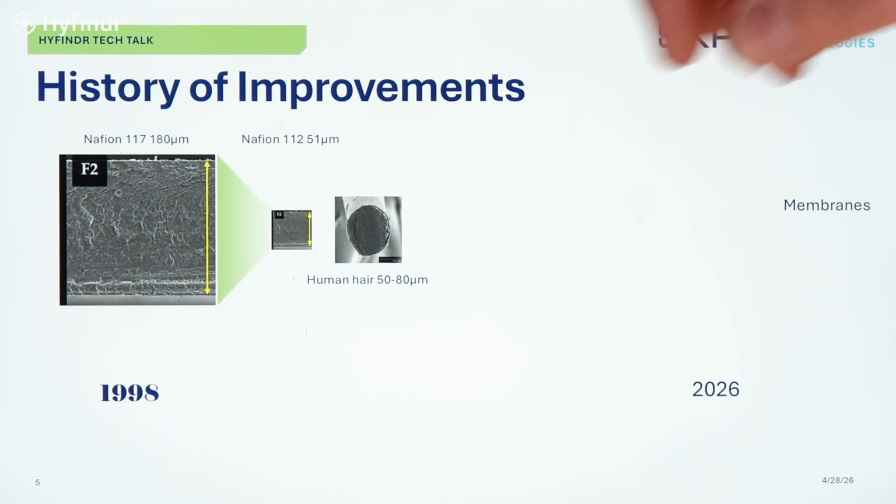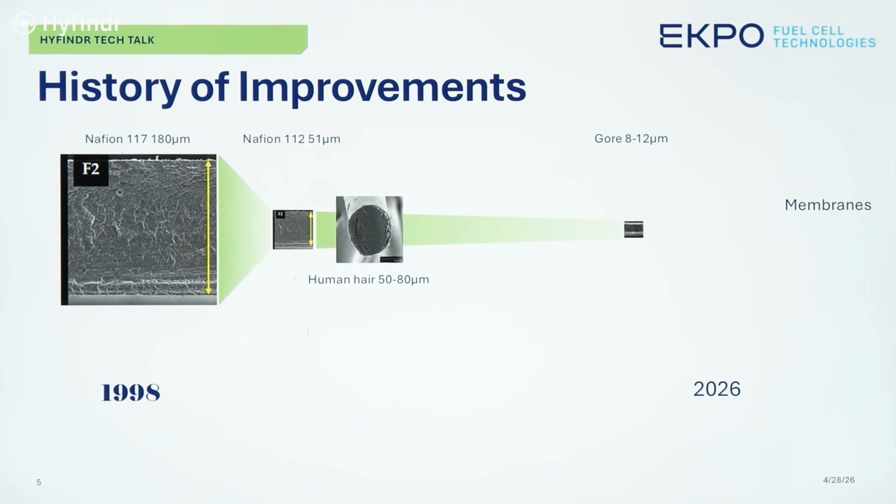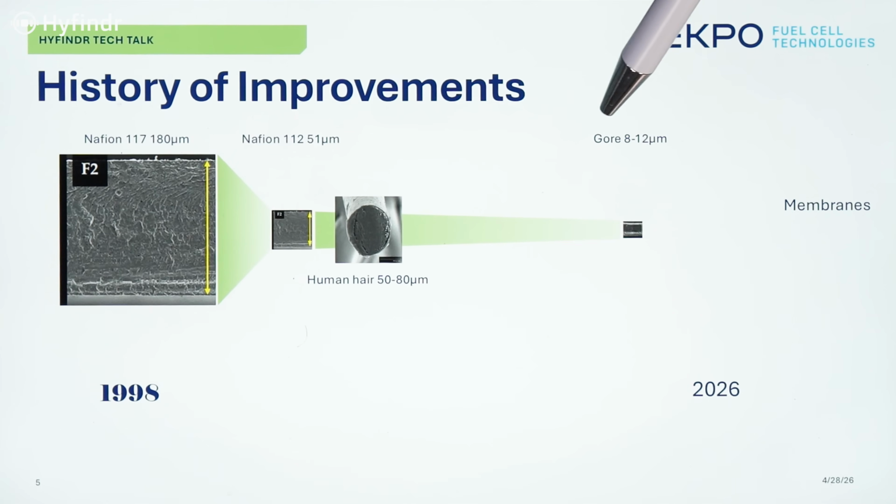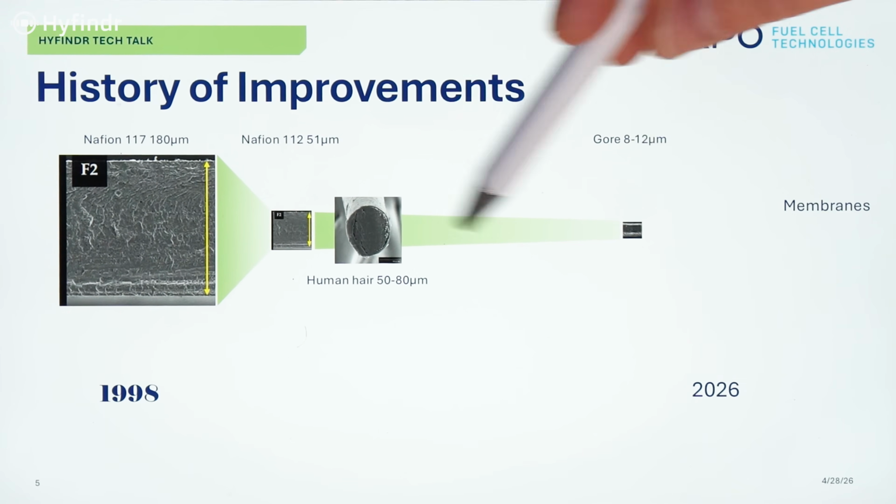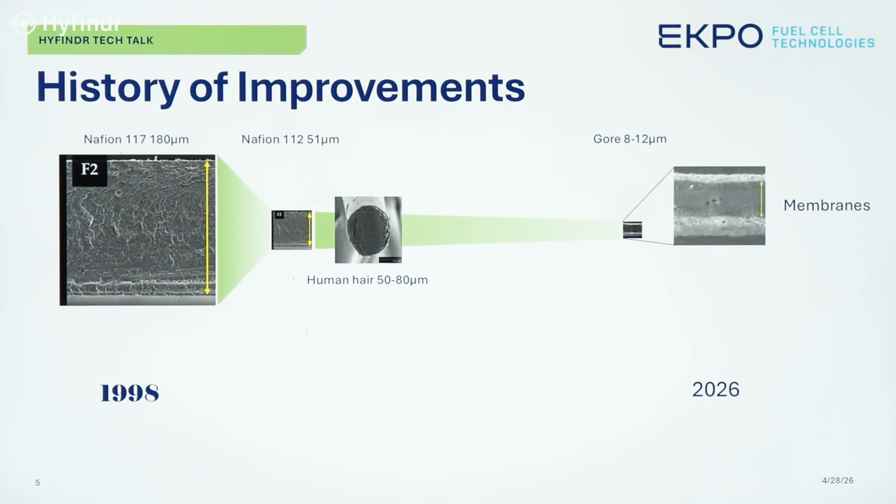Around about 2000. And if you come to today, it's even thinner. Today, companies like Gore make membranes with 8 to 12 microns, so a fraction of a human hair. You can see there's even reinforcement inside to stabilize the thin membranes. And there you see the electrodes, the cathode and the anode catalyst layer on the membrane.